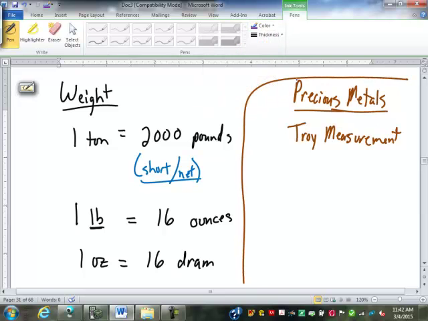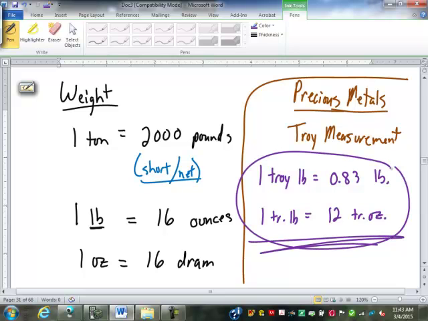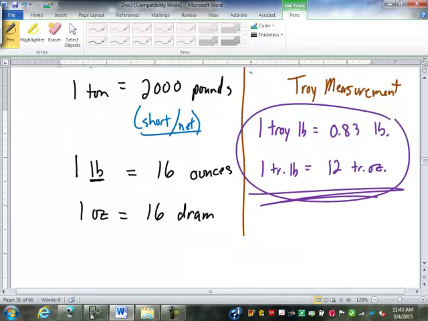In the troy measurement, 1 troy pound is about 0.83 regular pounds. But 1 troy pound is only 12 troy ounces. So a troy pound is actually slightly smaller than a regular pound. But a troy ounce is actually slightly larger than a regular ounce. So when you're talking about gold and silver, which you're hearing the prices on the news, those are the units they're talking about. We're not going to ever be tested on those numbers, but I just wanted to make you aware that there are other slightly different units out there that get used.